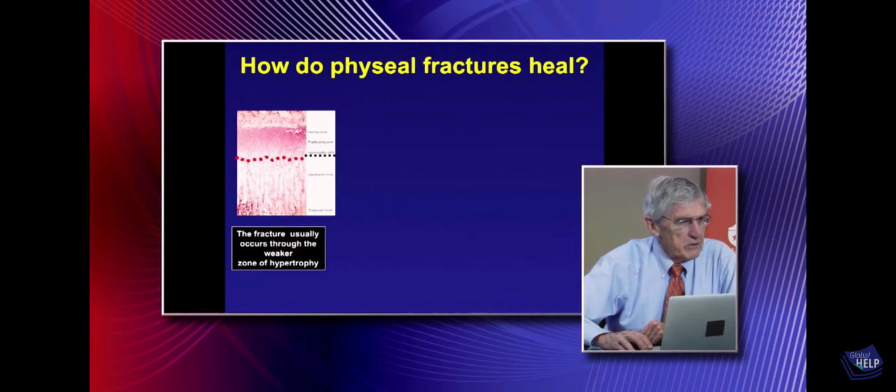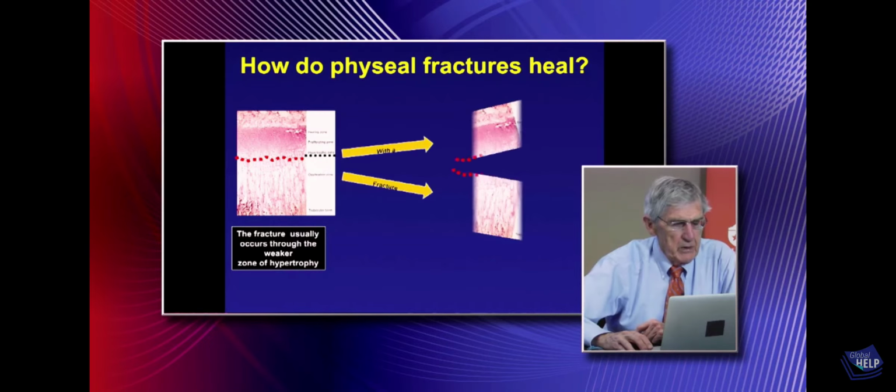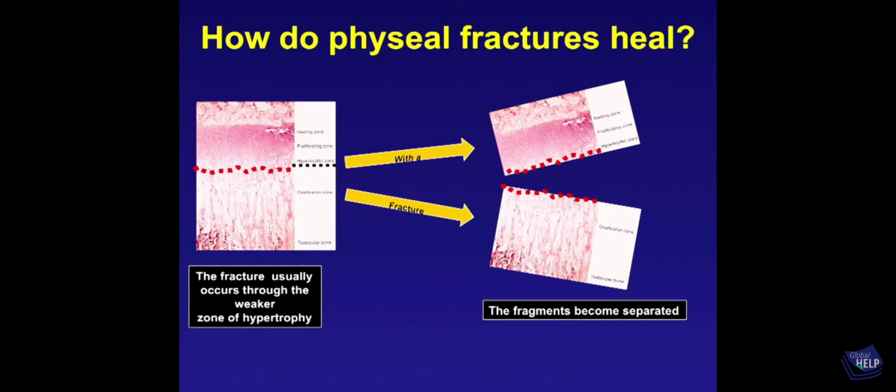And so the fracture usually occurs through where? The zone of hypertrophy. That's supposed to be the weakest. Not always does it occur through that, but characteristically in experimental animals, when you put a lot of tension stress or bending stress, it'll fail through the hypertrophic zone. And so the two fragments are separated.